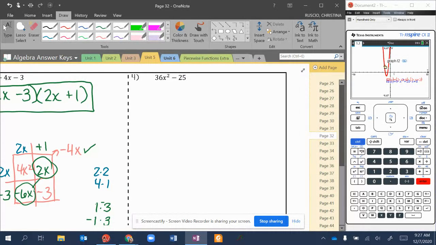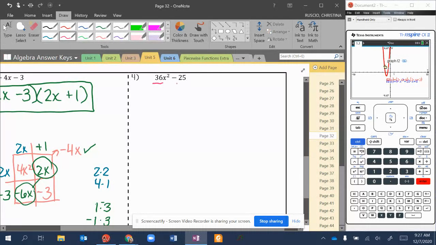Okay, now number 4. This one here is a binomial, and it's the difference of 2 perfect squares. So I'm subtracting 2 perfect squares. This is wonderful news for me, because a lot of times with these types of questions, I don't even need to set up my box anymore, because the difference of 2 perfect squares is going to follow the same structure every time. So what times what gives me 36? 6 times 6. It has to be the same number, remember. And then obviously x times x.